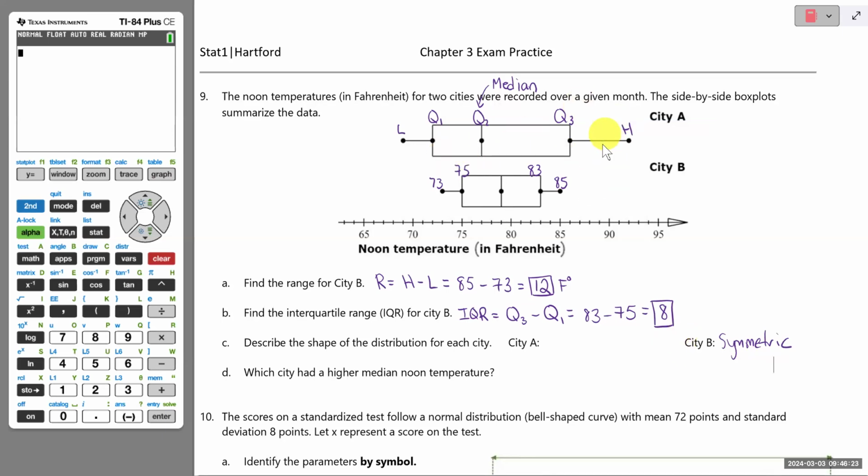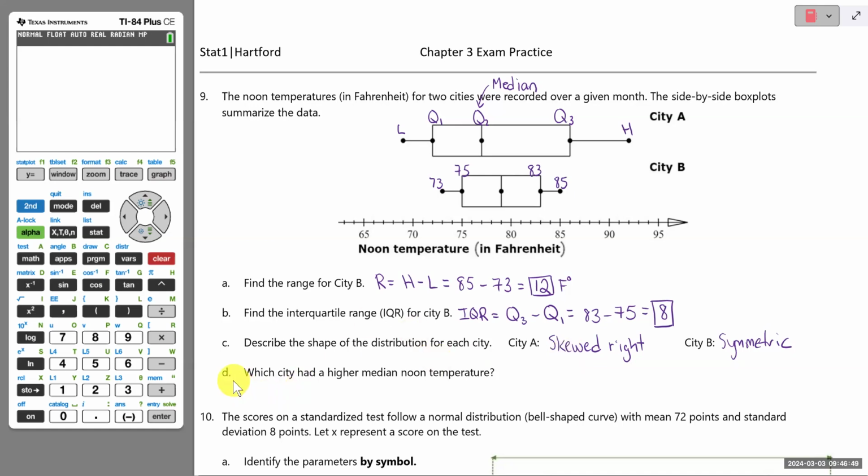So for city A, right whisker longer than left, right side of box longer than left side of box. And that creates our skewed right shape. So that one is skewed right. So not every graph has a shape, but these certainly do. And that would also be called positively skewed. So either way, skewed right or positively skewed.